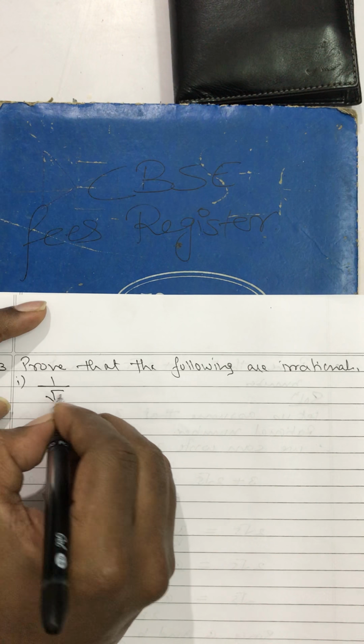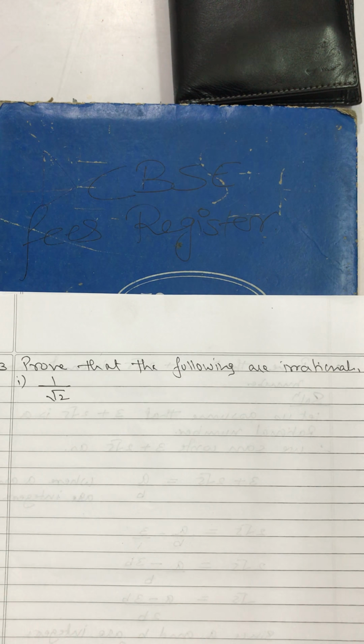1 upon root 2. Prove that the following are irrational. Here also same thing you will do. 1 upon root 2, let it be a rational number. Therefore 1 upon root 2 is equal to a upon b. Separate root 2 and then you will get a upon b, because a and b are integers, therefore whatever is on the other side is going to be a rational number, and therefore root 2 also is a rational number, but root 2 is an irrational number. Therefore this contradiction is because of the wrong assumption. Simple, that's all. Pause my video, solve it.